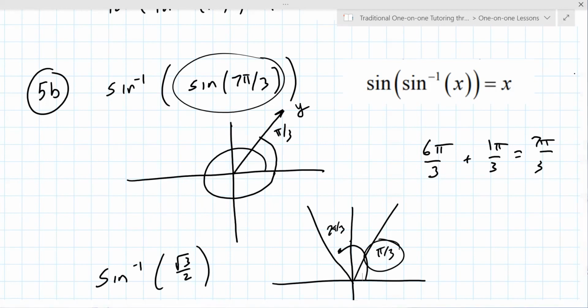All right. Makes more sense. I just gotta learn the unit circle. Yes.